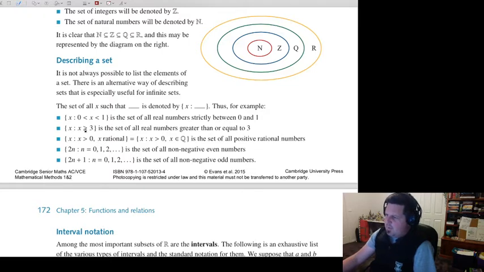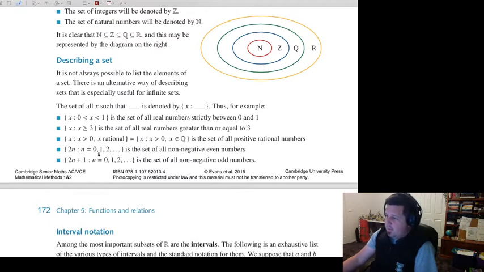This is probably more straightforward for people to understand. Obviously it says here x is greater than or equal to 3. It's basically saying it's the set of all real numbers greater than or equal to 3. Cool, I think people should be fairly happy with that. Here, if you've got x is greater than 0, where x is rational, it could be written as follows. X is greater than 0, where x is an element of Q.